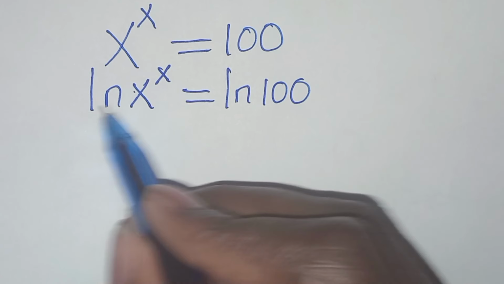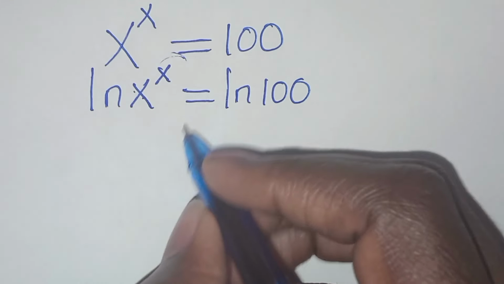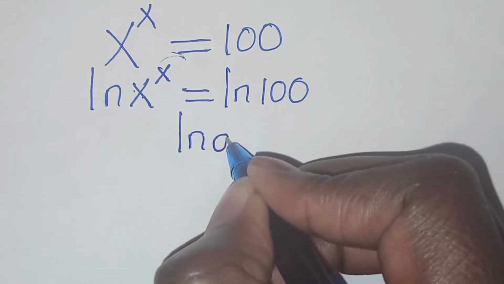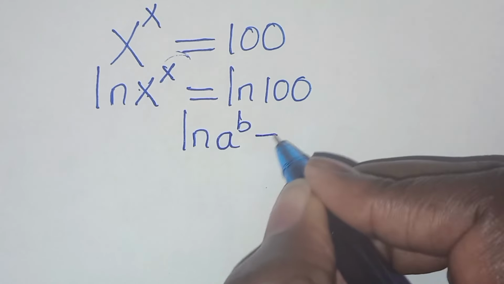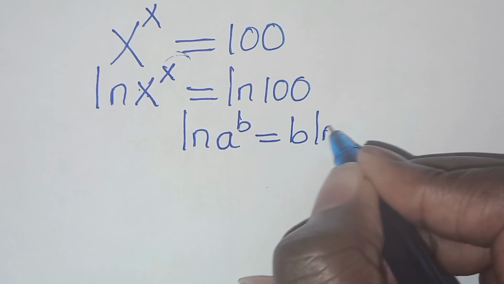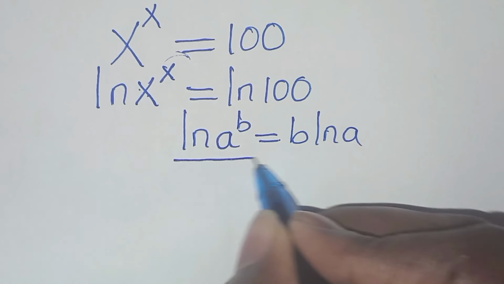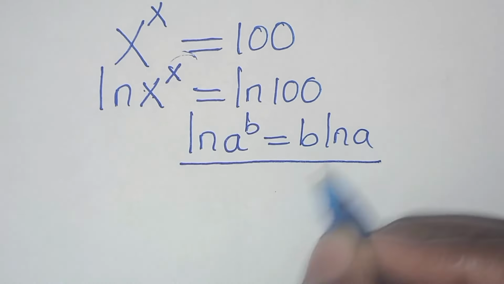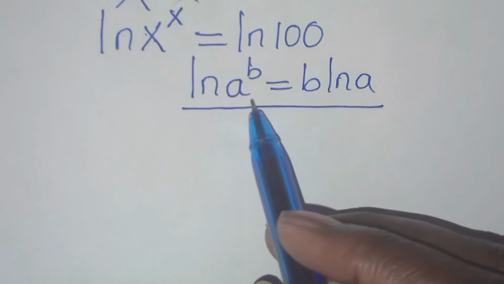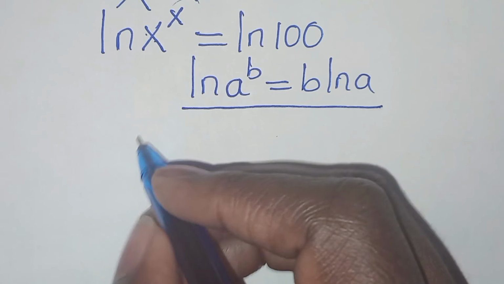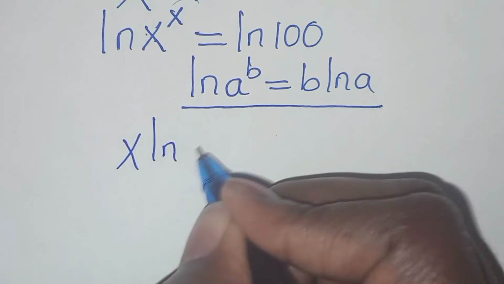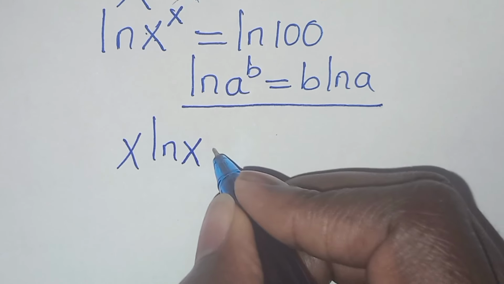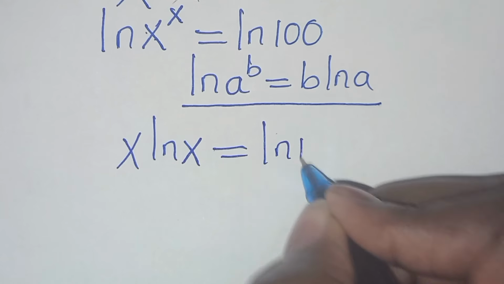You find that ln of x to the power of x is in the form of ln of a to the power of b, which we can express as b ln of a. So let's apply this logarithm property so that now here we have x ln of x equal to ln of 100.